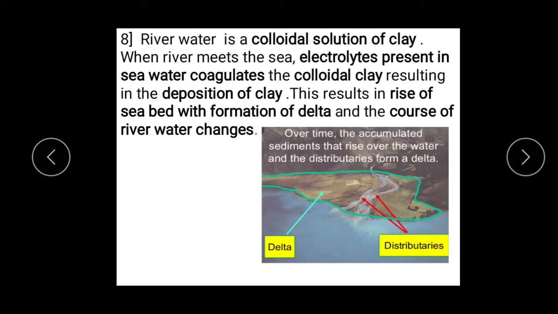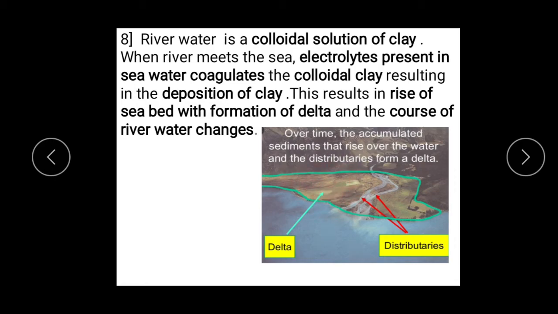Now you all might have heard about delta. Actually what happens, river water contains charged colloidal particles of clay, and as soon as the river comes in contact with the sea water, the electrolytes present in the sea water coagulates the colloidal clay. This results in deposition of clay at the point of contact of sea and river. Thus, the level of river bed rises. Now, you can see the river bed level goes on rising.